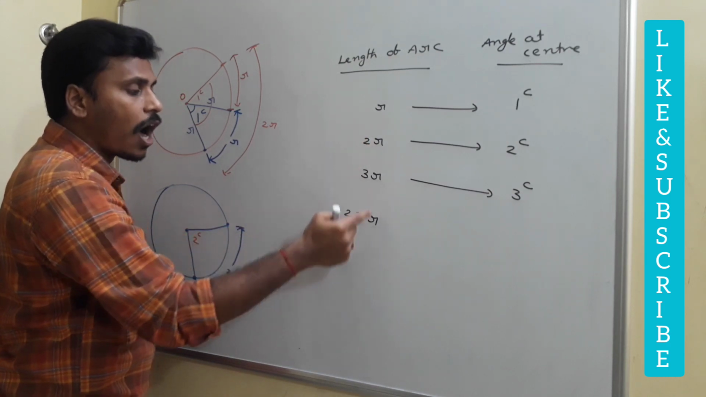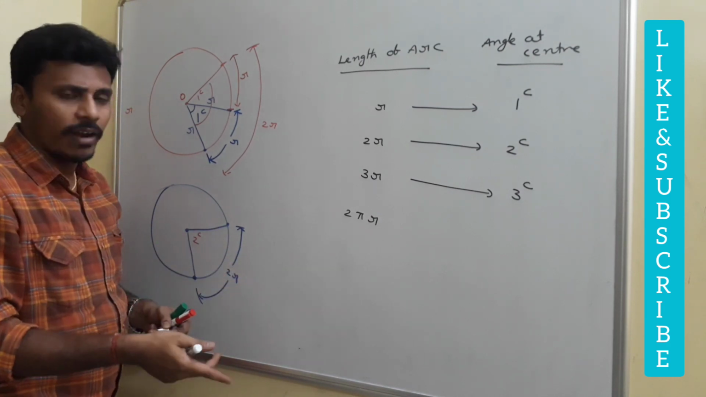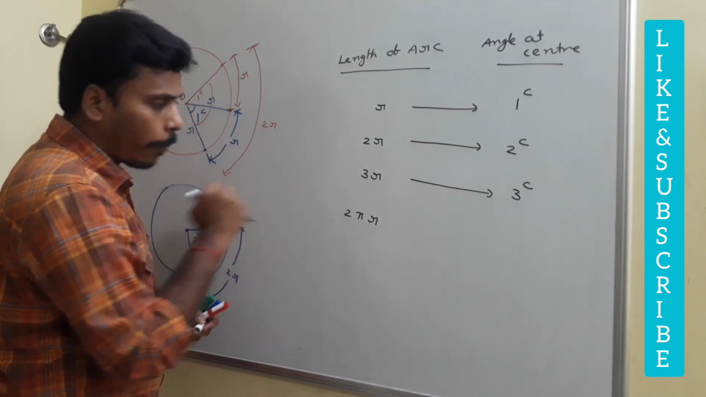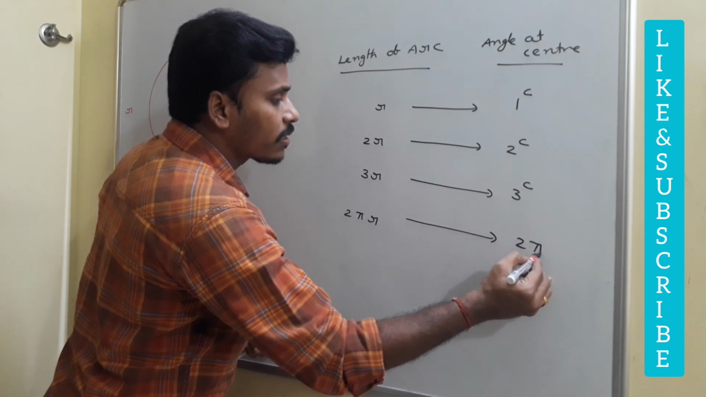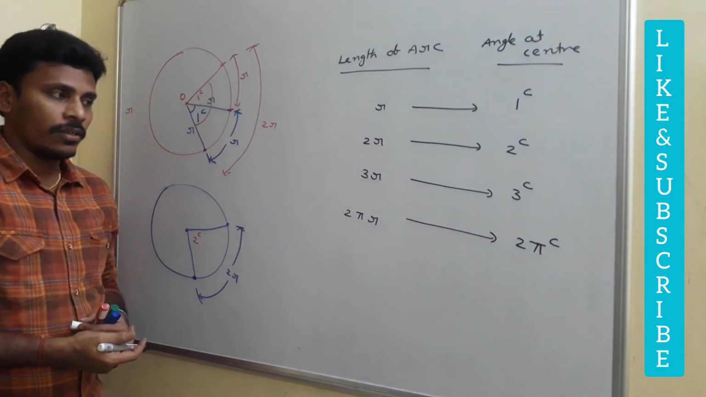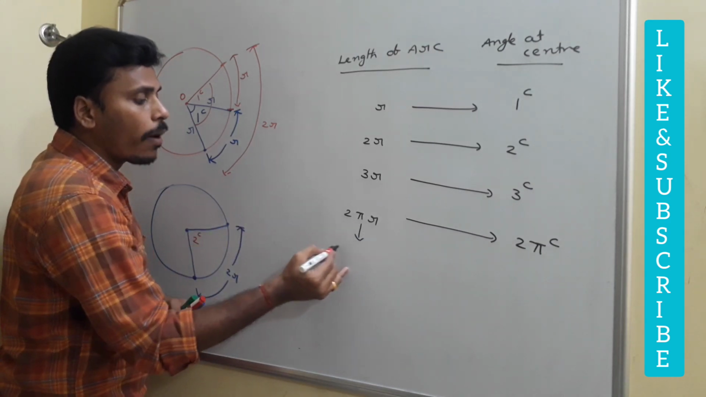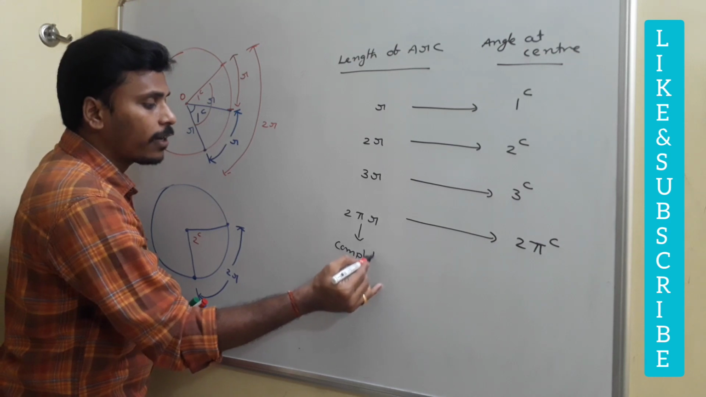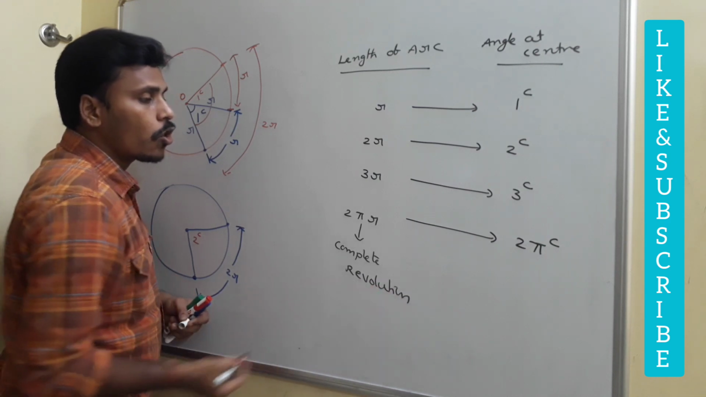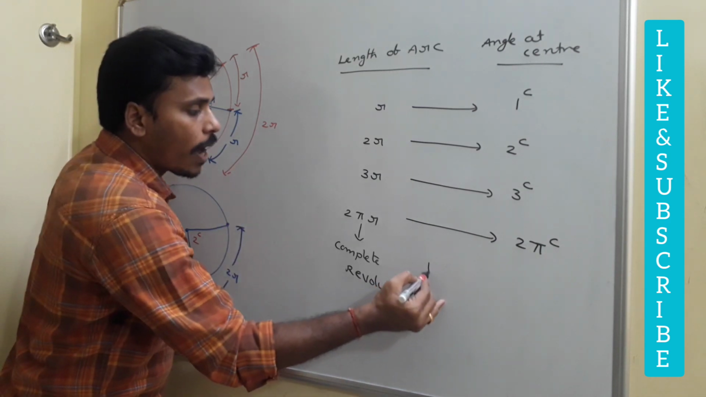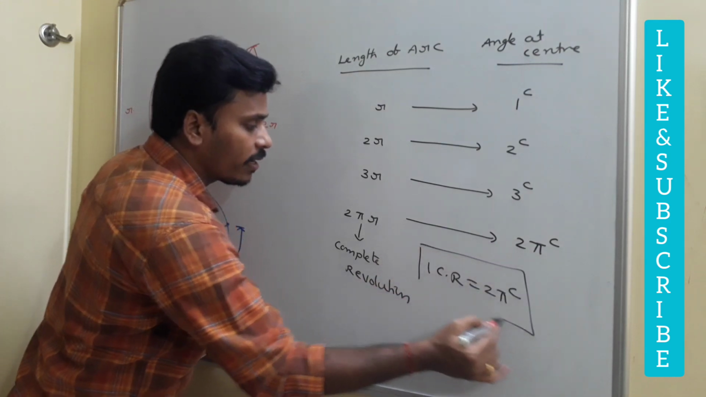If the length of the arc is 2 pi r, I am just multiplying r with 2, r with 3, r with 2 pi now. That 2 pi is a number like 2 and 3, is it right? So I am multiplying that r with 2 pi. The length of the arc is 2 pi r, then the angle at the center is clearly 2 pi radians. Is it right? Length of the arc 2 pi r means a complete rotation is over, right? Complete revolution, or you say complete rotation is completed. So according to the Indian system, one complete rotation or revolution is represented as 2 pi radians.